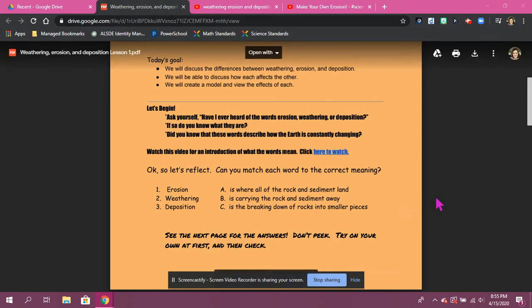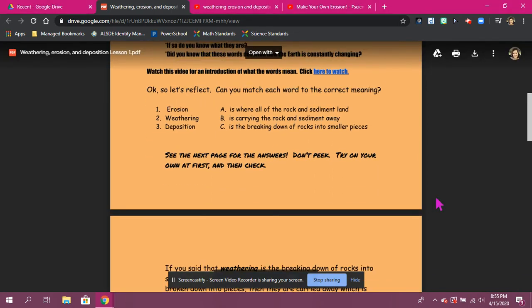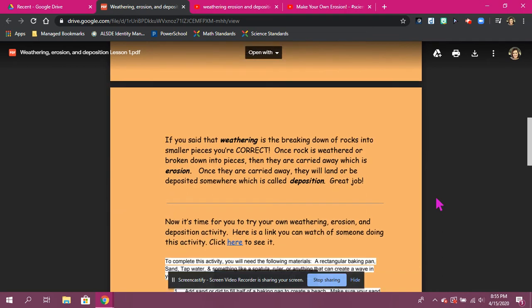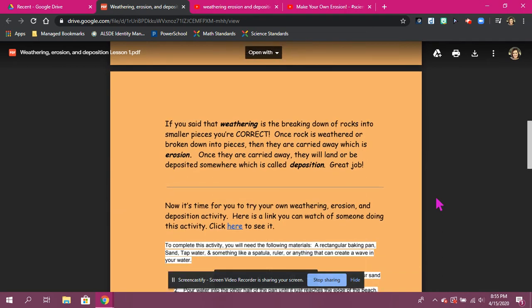All right, good job. All right, let's go ahead and go on to the next part. This can tell you the answers right here. If you said that weathering is the breaking down of rocks into smaller pieces, you're correct. Once rock is weathered or broken down into pieces, then they are carried away, which is erosion. Once they're carried away, they will land or be deposited somewhere, which is called deposition.